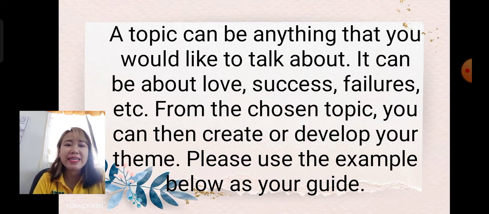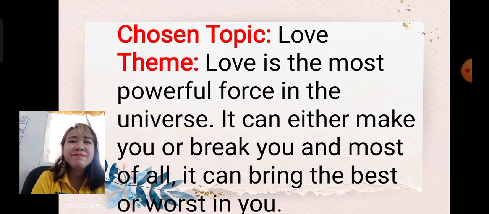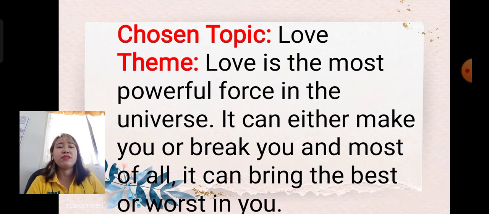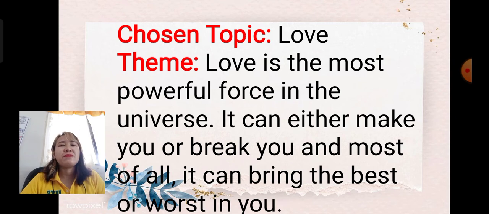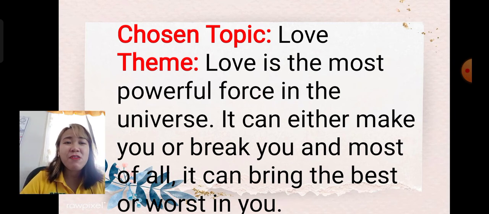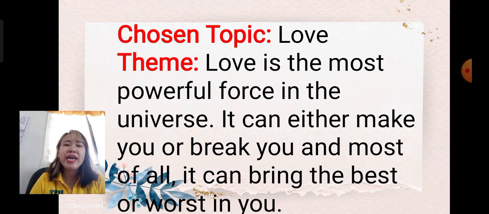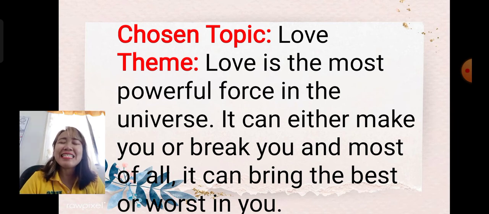So, please use the example below. So, let's see. For example, your chosen topic is about love. So, what do you think is the theme? Of course, love is the most powerful force in the universe. It can either make you or break you, and most of all, it can bring the best or worst in you. So, that's the theme. Kasi your chosen topic is about love. So, generally, you think deeply what is the theme.